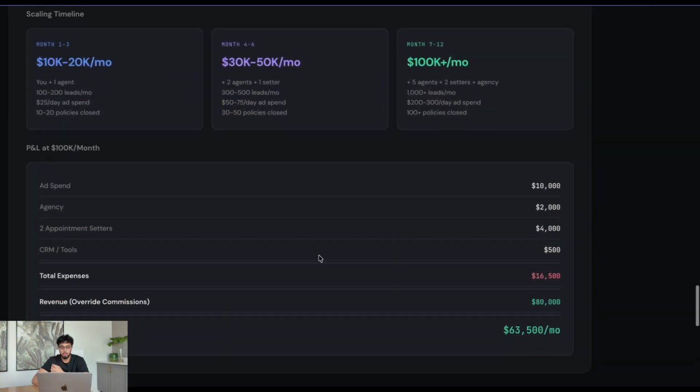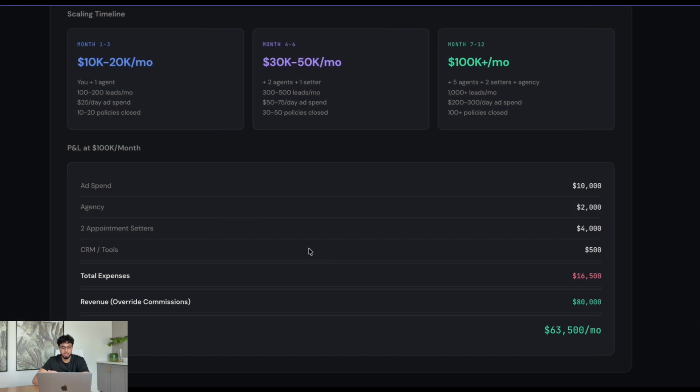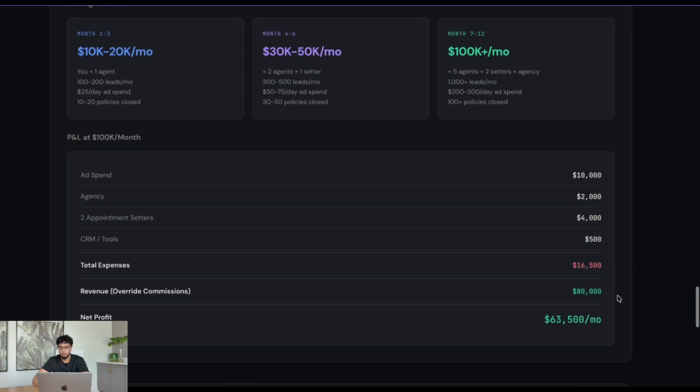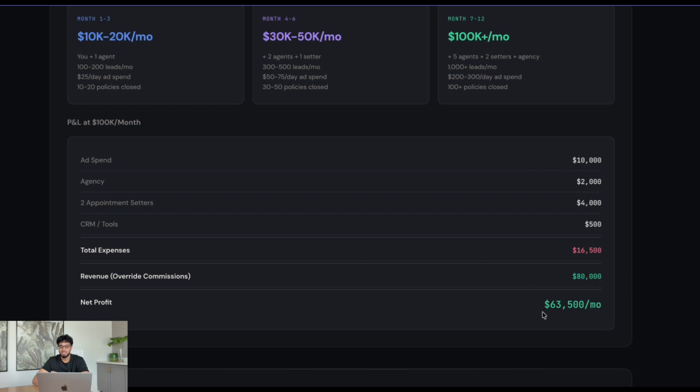And let's do a quick 100K a month breakdown. You're spending $10,000 a month on ads. Maybe the agency is charging you $2K a month to run your ads. You have 2 appointment setters. Let's say they make $4K in total. You're spending 500 bucks on a CRM, right? Total expenses, $16K. Let's say you make $80K off the $100K. You're left with $63,000 a month. Let that sink in. Just with dialing in automation, leads, and your team, you can make over 60 grand a month over the next year.